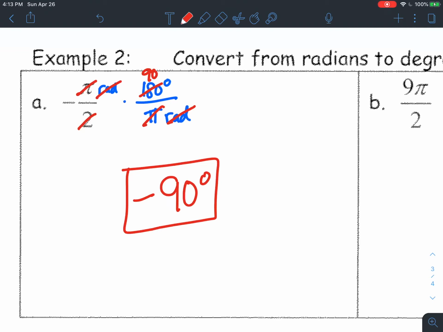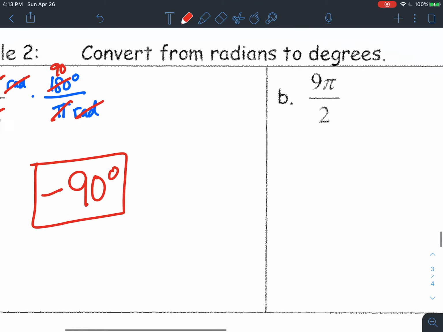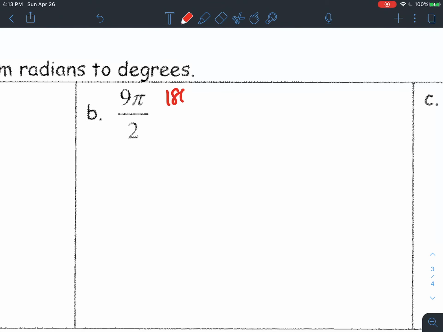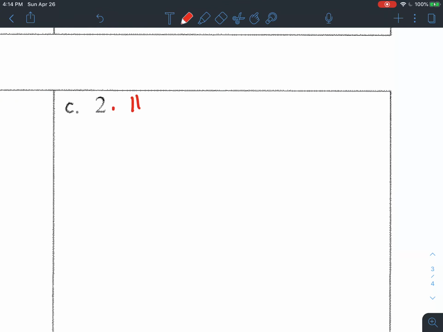Now these don't always convert nicely. Usually if you have something in terms of pi, you'll get a nice clean answer because your pi is almost always going to cancel out. Like here, if you multiplied by 180 over pi, pi cancels out. I reduced that by 2 to 90, so 9 times 90 would be 810 degrees. Nice and easy.